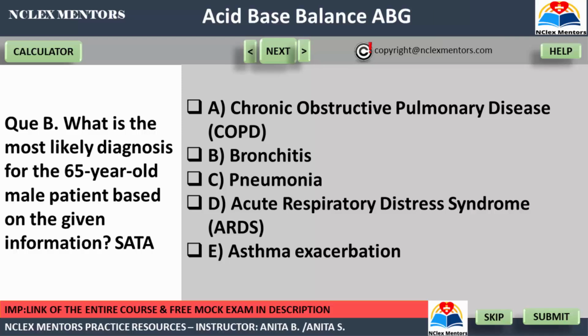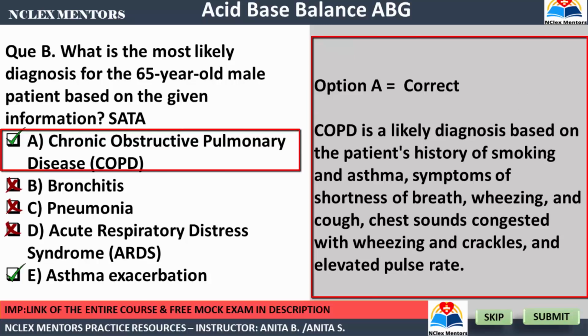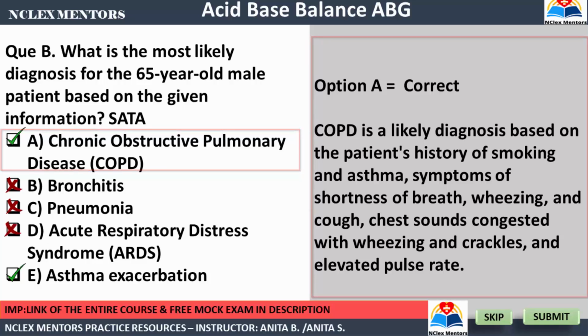All right, time's up. Let me reveal the right answer to you. The right answer is option A, or chronic obstructive pulmonary disease, and option E, or asthma exacerbation, are the correct answers. Option A, chronic obstructive pulmonary disease, is a likely diagnosis based on the patient's history of smoking and asthma, symptoms of shortness of breath, wheezing and cough, chest sounds congested with wheezing and crackles, and elevated pulse rate.